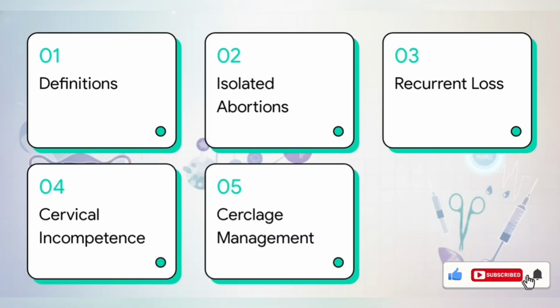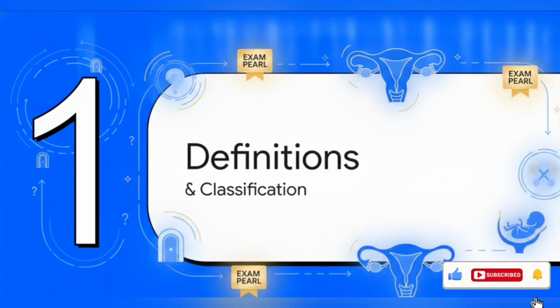The agenda for today: first, definitions and classification. Then, isolated abortions, followed by recurrent pregnancy loss. After that, cervical incompetence, and finally, cerclage management. Starting off with Section 1, definitions and classification.